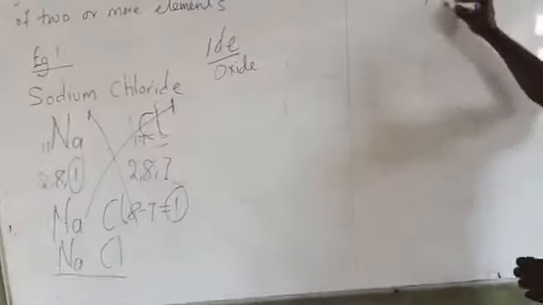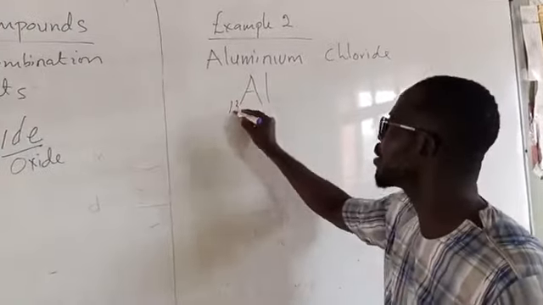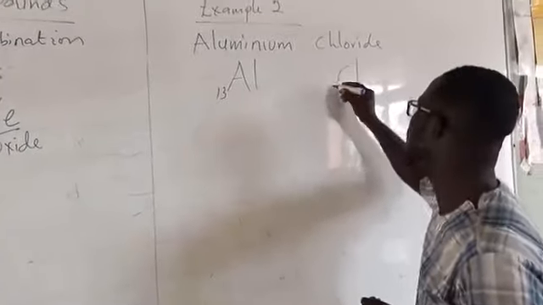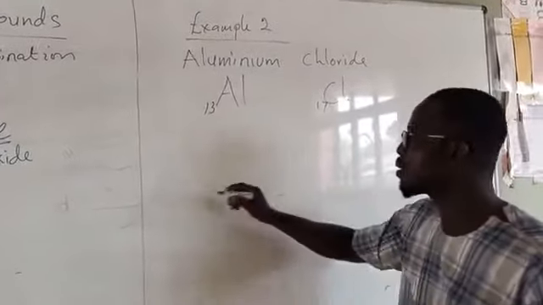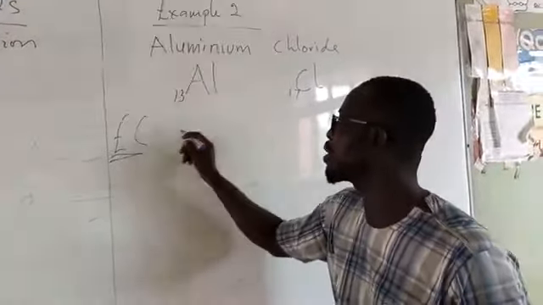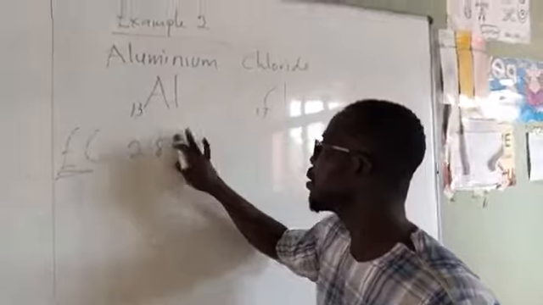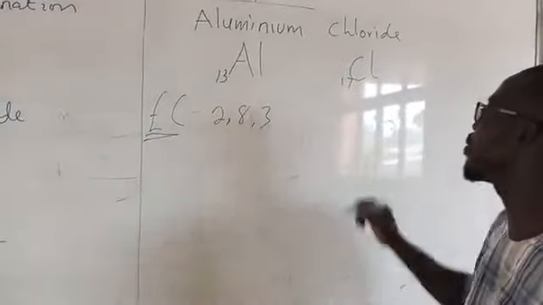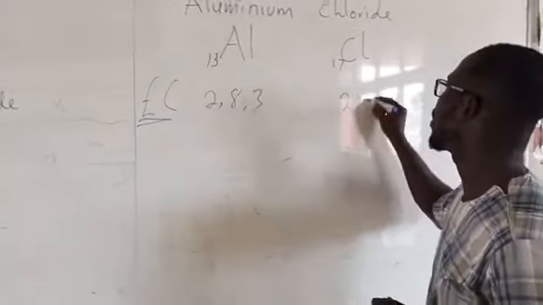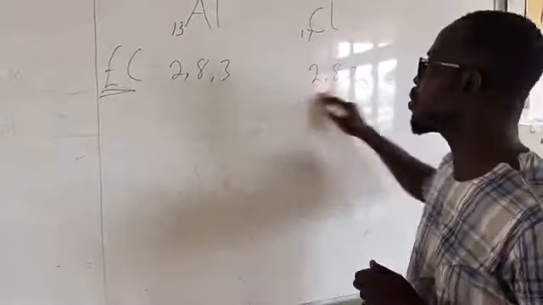Alright, so let's look at aluminium chloride as our second example, and then we go through. So aluminium, the chemical symbol is Al. It has atomic number of 13. And then chlorine, as we know, atomic number 17. Alright, electron configuration, let me call it EC, so that you get it. So we have 2, 8, 3, and then we have 2, 8, 7. So this is our electron configuration.